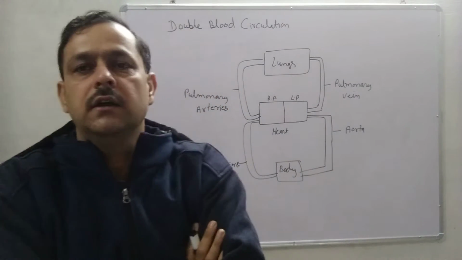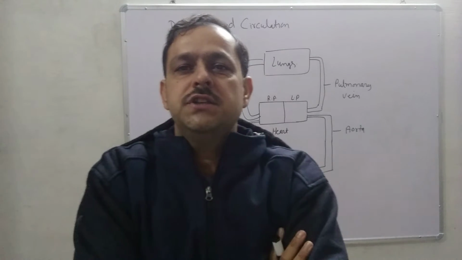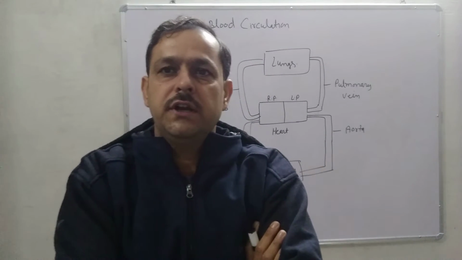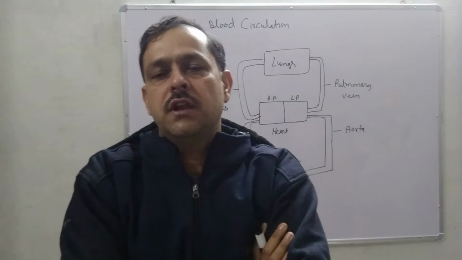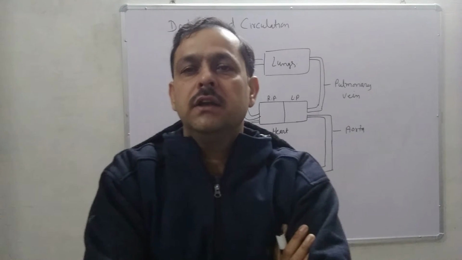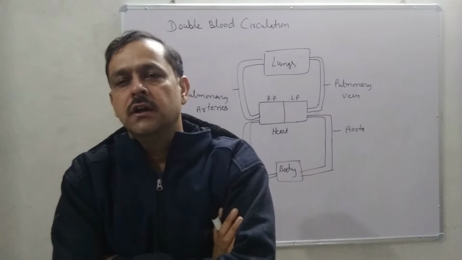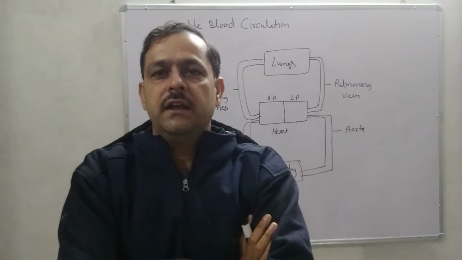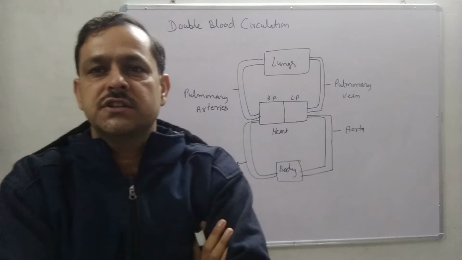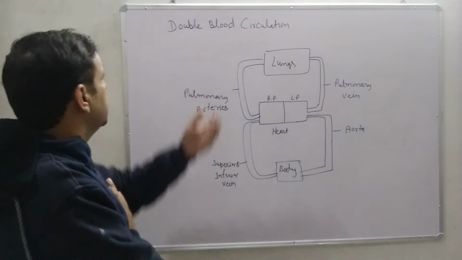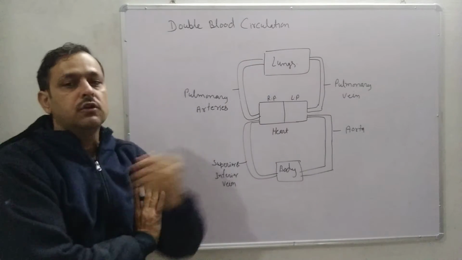We are studying the circulatory system in human beings. In this chapter, we divided the circulatory system into three parts. First of all, blood. Second, blood vessels, and third, heart. Among them, we studied blood vessels, the external and internal structure of the heart, and the working of the heart. Now, today's topic is double blood circulation.